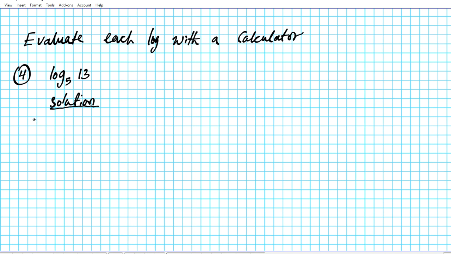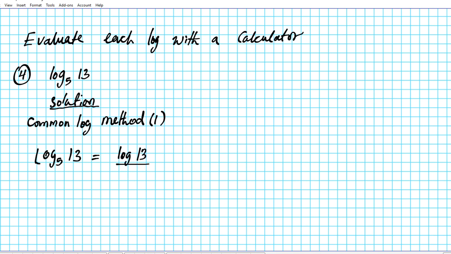Alright, let's do log base 10 first. So common log method. Alright, this is method 1. For the common log method, we're just going to change log base 5 of 13 into base 10. Using the change of base formula, this would be log base 10 of the logarithmic argument 13 divided by log base 10, you don't specify, of the base, which is 5.